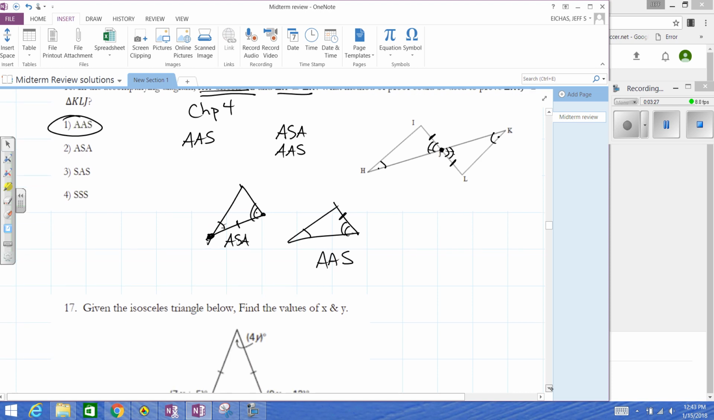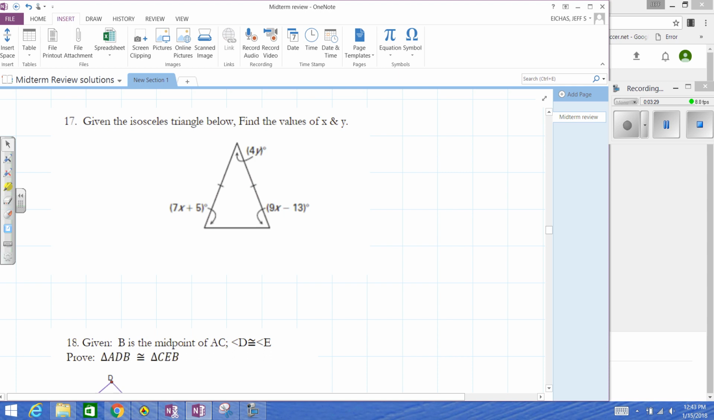Okay. Continue on, given the isosceles triangle below, find the values of x and y. Okay, so when you have an isosceles triangle, the congruent sides are legs, and the one that might not be congruent is the base. Now, the angles, those are base angles. Angles touching the base. This is the vertex angle. So just make sure we know that vocab. To solve this problem, the base angles are congruent. That's the base angles theorem.